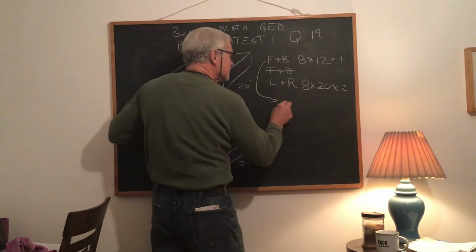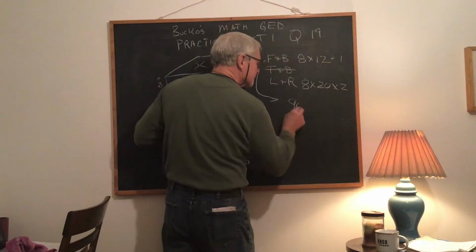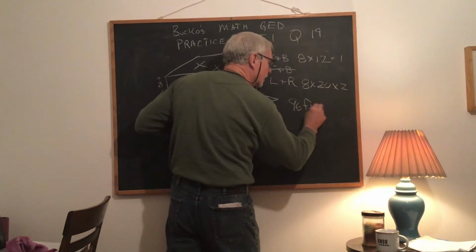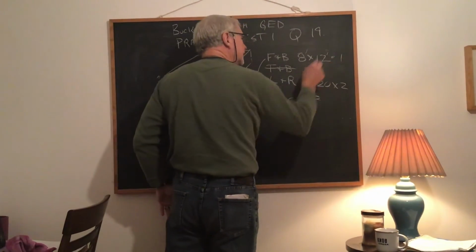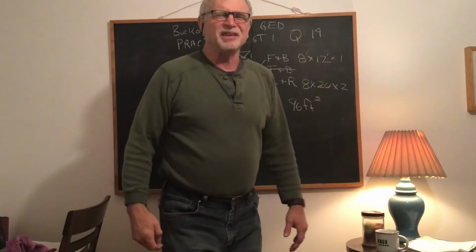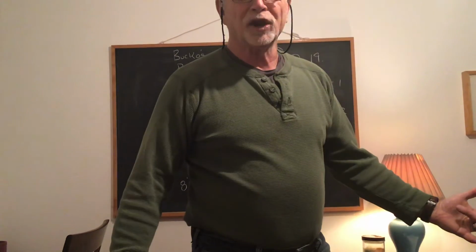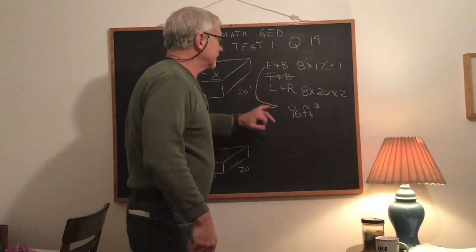Front and back is 8 times 12, which would be 96 today. 96 what? Feet squared, right? Because it's feet times feet is feet squared. You ever see anybody with a square foot? Maybe a robot. Square foot. That's kind of weird. All right, so we got 96 square feet there.